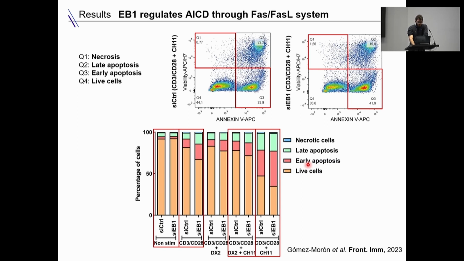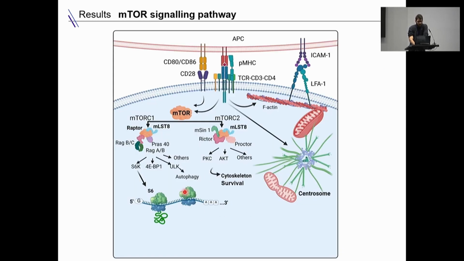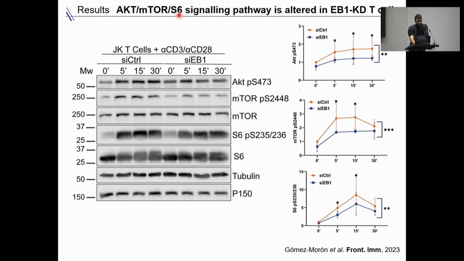So, taking into account this alteration in cellular respiration and in the survival, we decided to study the mTOR signaling pathway that regulates, among other processes, the cytoskeleton organization, the survival, and the metabolism. So, for this, we used control and EB1 silenced cells. We stimulated with anti-CD3 and anti-CD28 antibodies, and we determined by Western blot the phosphorylation and thus activation of different molecules of this pathway, such as AKT, mTOR, and S6.